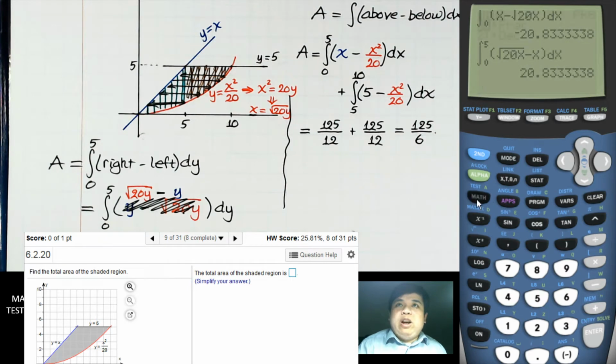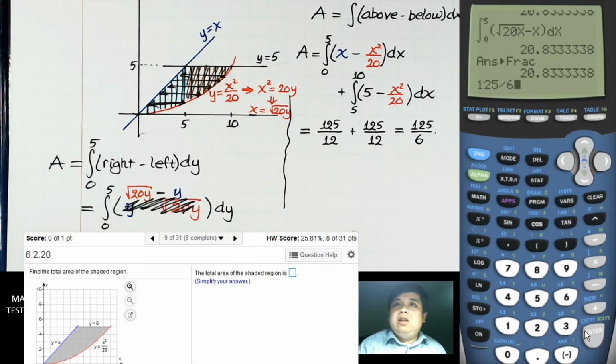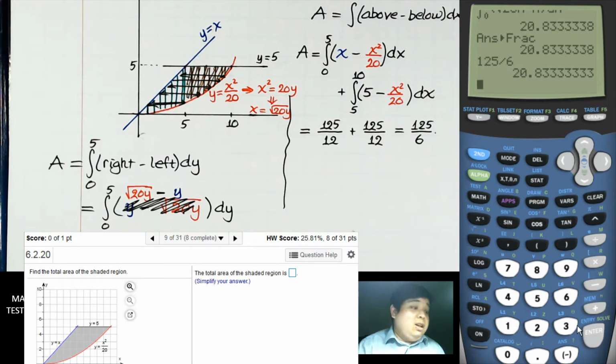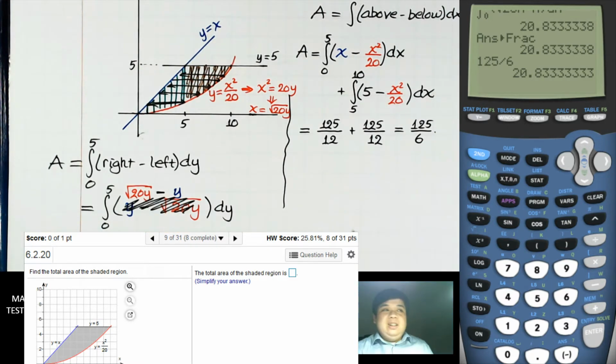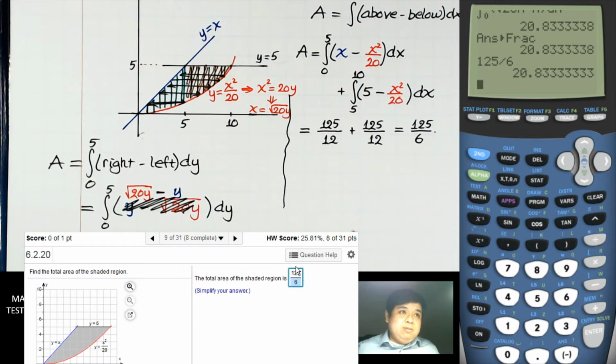Can we convert to fraction? Likely not. Right. But is that close to 125 divided by 6? Exactly, very close. So when the calculator does this approximation, it is a little off, but the answer should be either way, 125 over 6. Right. That is correct. I just didn't show it.